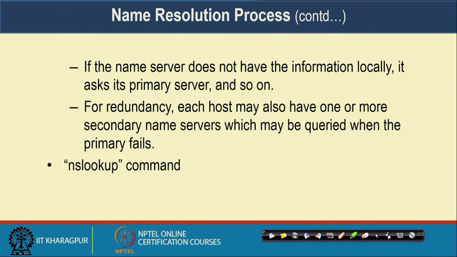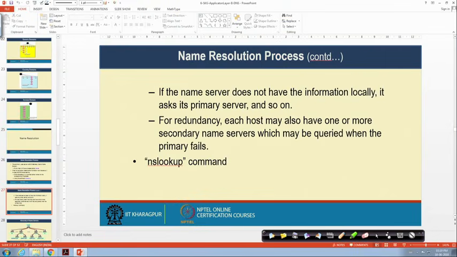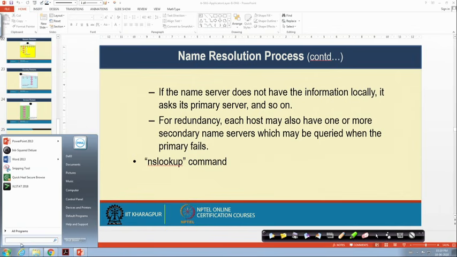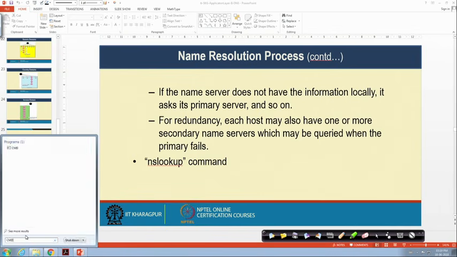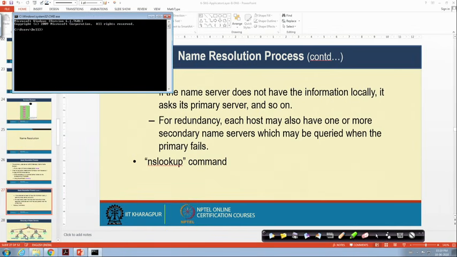We can have a quick look into this. Say I open CMD and give nslookup. Suppose I give www.iitkgp.ac.in first of all. It returns the IP address, as I am accessing it locally. So, it gives me the local IP address.